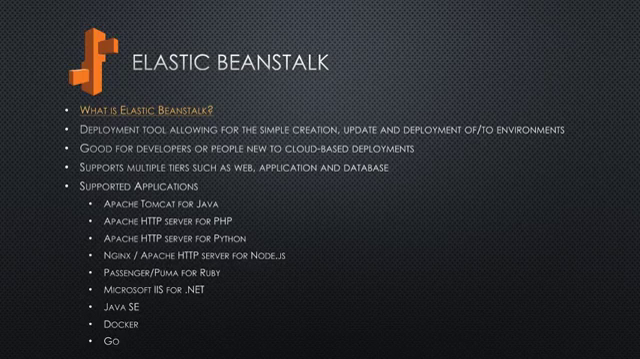Beanstalk supports multiple tiers such as web, application, and database. And some of the supported applications you can have with a Beanstalk are Apache Tomcat for Java, Apache HTTP servers for PHP, Apache PHP servers for Python, Nginx or Apache HTTP servers for Node.js, Passenger or Puma for Ruby, Microsoft IIS for .NET, Java SE, Docker, or Go.